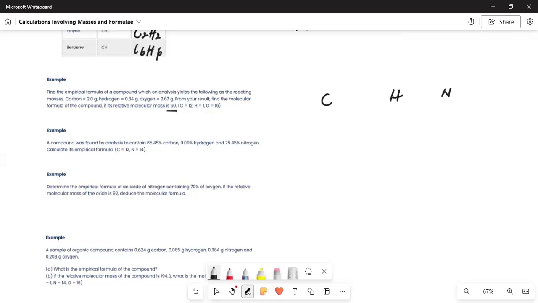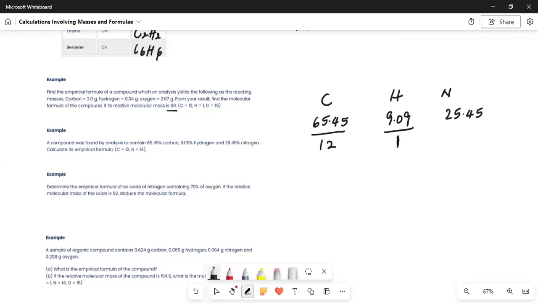Recall that mole ratio is also defined as the percentage by mass divided by the relative atomic mass. So for example 1, we were given reacting masses. Here we are given percentage by mass. So we would calculate the mole ratio of each component element by dividing their percentage by mass by their relative atomic masses. For carbon, the percentage by mass is 65.45, hydrogen is 9.09, and nitrogen is 25.45. The relative atomic mass of carbon is 12, that of hydrogen is 1.